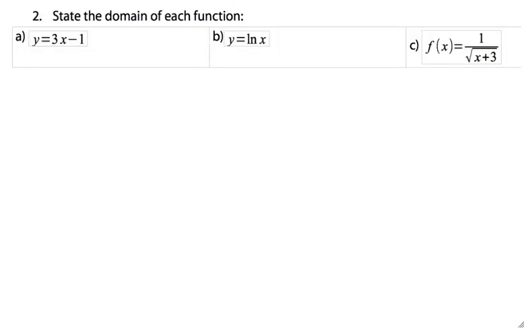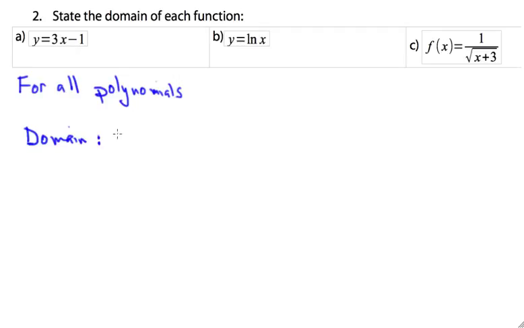So for finding the domain of a function, we want to find the largest set of all x values that can go into the function. For this first function, we can observe that it is a linear function. A linear function is a type of polynomial function. And for all polynomials, the domain is always all real numbers.